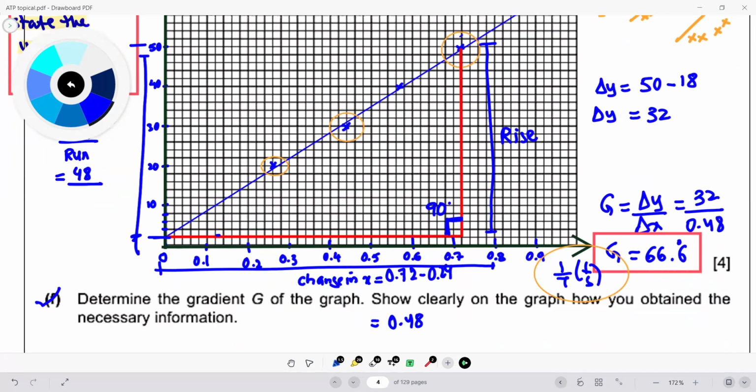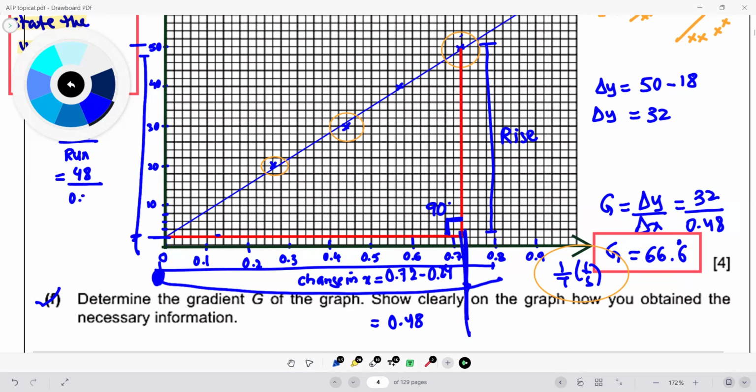The run is the horizontal distance that the graph covers. The horizontal distance is starting from 0. That's a good point to start off with. And then it goes on up till 0.72. If you look closely, this is 0.72. So 48 over 0.72. Because you see a line with a positive gradient, please make sure that you give your answer as a positive gradient. Even if you find out the gradient using rise upon run and you see a line with negative gradient, at the end, include the minus sign, okay? 48 upon 0.72, because I use different values, let me use the calculator.